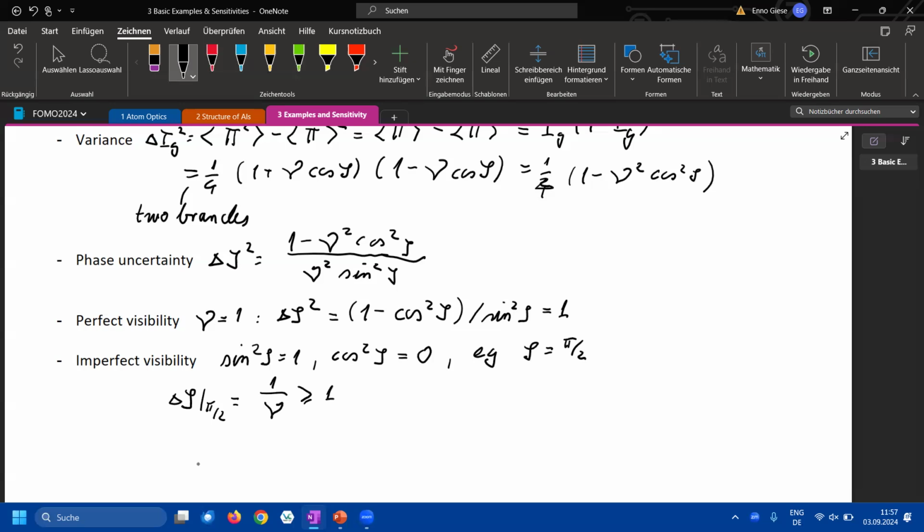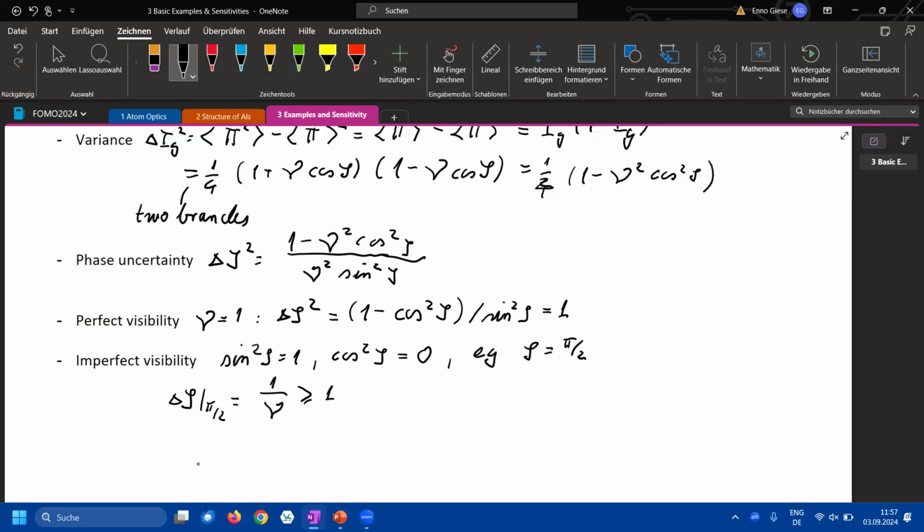And so we want a high visibility to have the best sensitivity. Now, of course, you can also operate at other points, not the working point. That will also give you a phase uncertainty, but maybe not the optimal one if you have loss and if you have an imperfect visibility.